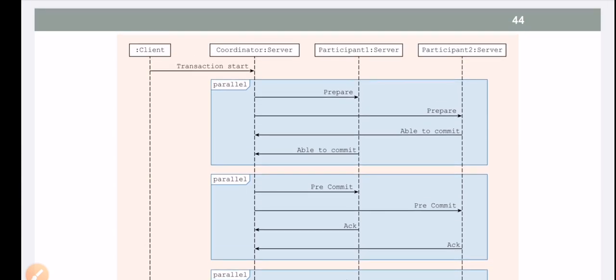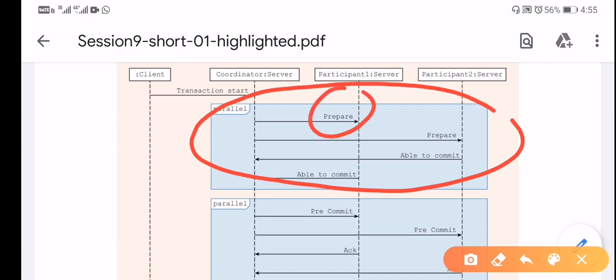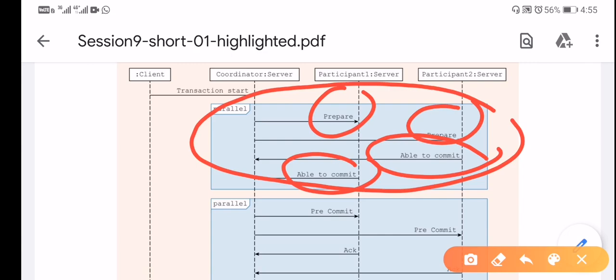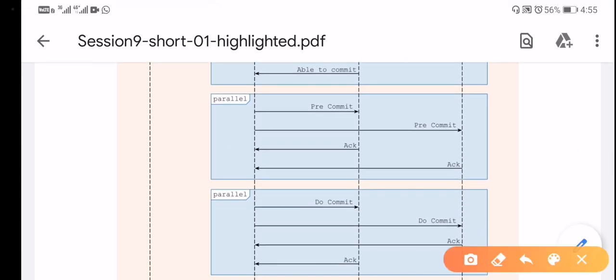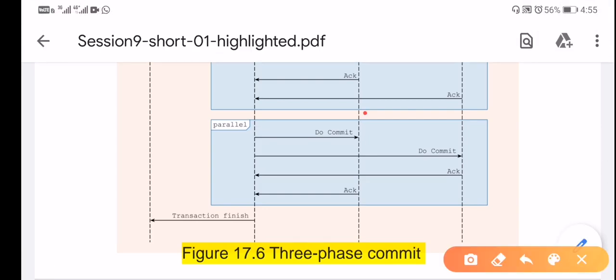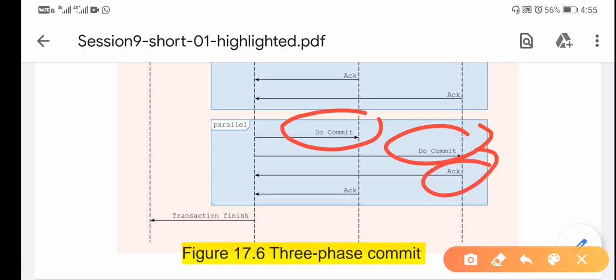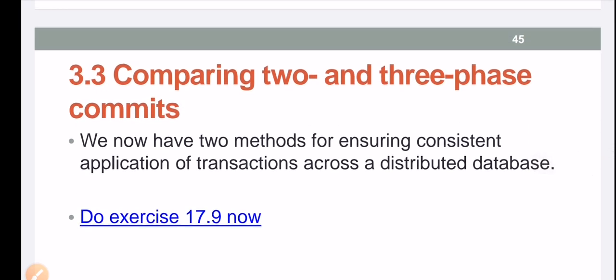We can look at this. This is the first stage. We have prepare, and then each participant will send a message to say we are able to commit. They didn't say yes to commit, they say we are able to commit. Then we go to the second stage. The coordinator will send a pre-commit message, which is the new one, to each participant and wait for an acknowledgement from each of them. If the coordinator gets acknowledgement from all participants, then it will send do commit to each participant, and after that each participant will send back an acknowledgement to the coordinator telling that everything was done successfully. And this is how three-phase commit works.